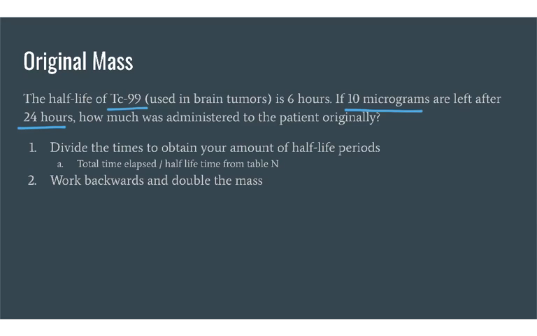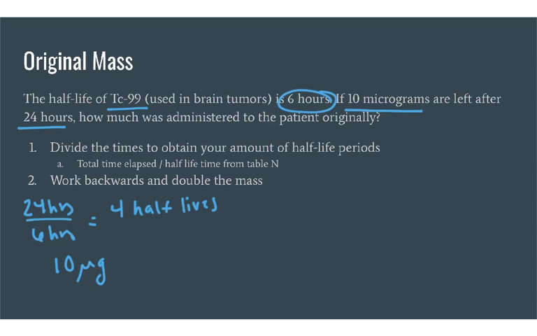So we're going to start with figuring out how many half-lives we had, right? So we were told that the half-life is 6 hours, and the total time elapsed was 24. So we're going to have 24 hours divided by 6 hours, so that gives us 4 half-lives. So now we're just going to work backwards. So we were originally dividing the original mass by 2 each time. So now we're going to multiply the final mass by 2 each time, 4 half-lives. So we ended with 10 micrograms.